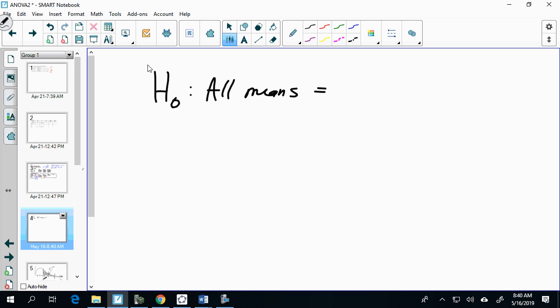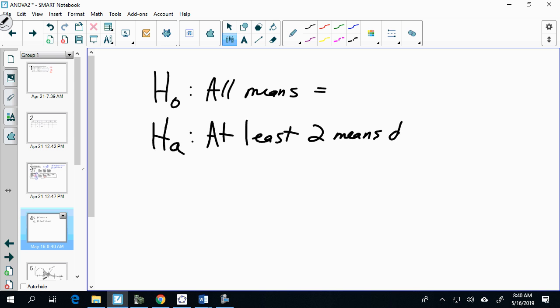The null hypothesis is that all the means are equal. In other words, that there's no difference between any of the groups. In other words, whatever you're doing to the groups isn't making any difference. That's your null hypothesis. Your alternative hypothesis is at least two means differ from each other.